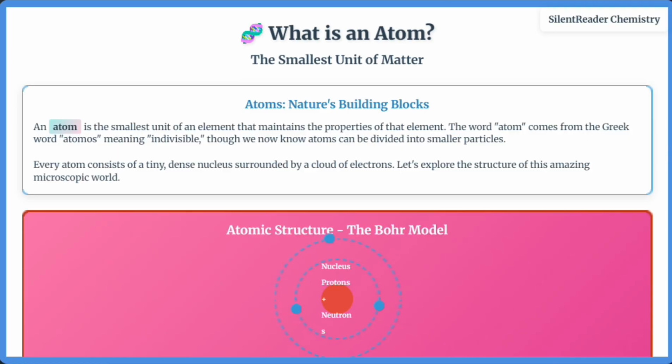Protons determine the element's identity, neutrons affect isotopes and stability, and electrons control chemical behavior. Remember that atomic number equals proton number, mass number equals protons plus neutrons, isotopes are the same element with different neutrons, and ions are charged atoms. Most of an atom is actually empty space.